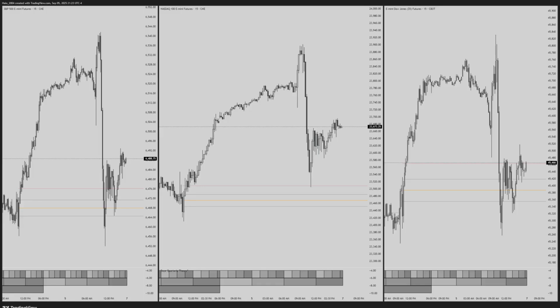Now, before I ask the question: why is it that we raid the low on ES and on NQ? Bullish or bearish tendencies.